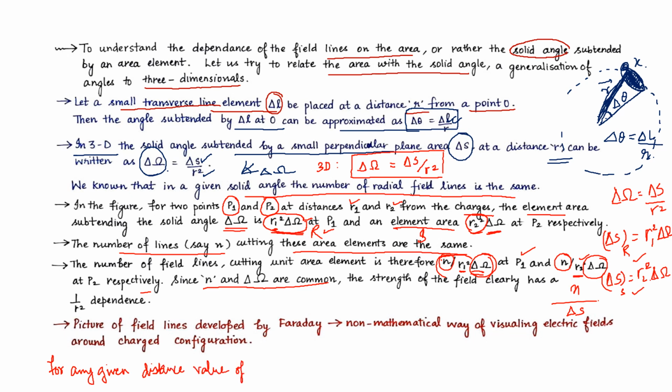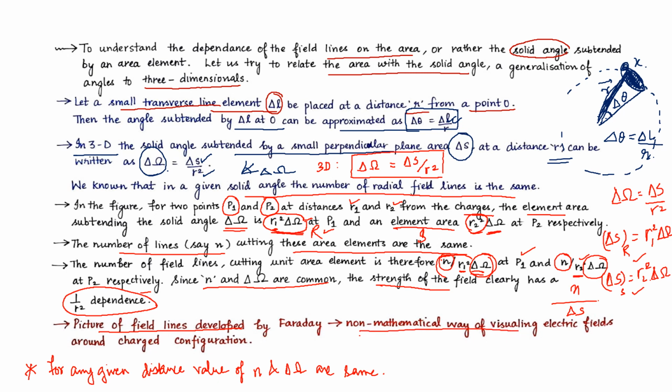For any given distance, the value of n and del omega are the same. This is a point to be star marked or highlighted. So what we aim to say by this is that the strength of the field clearly has 1 by r square dependence. It depends only and only upon the inverse relation to the square of the distance away from the charge or near to the charge.